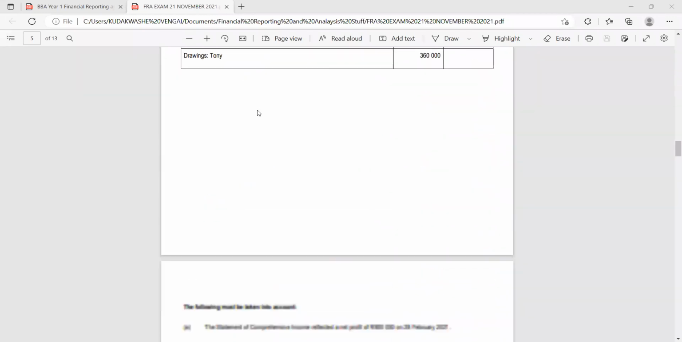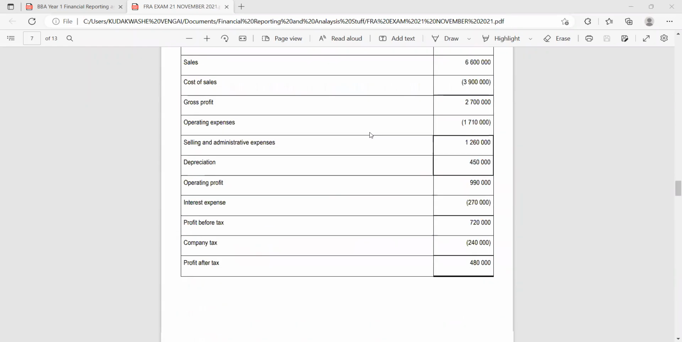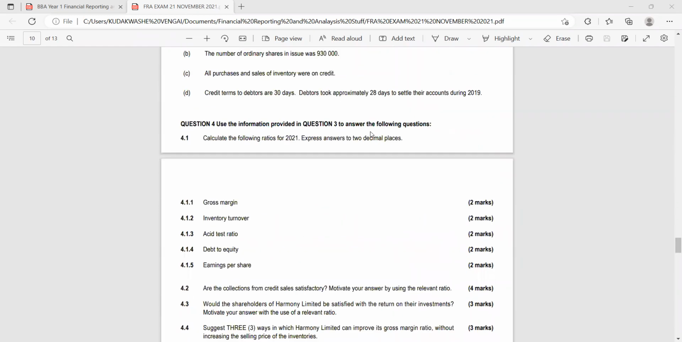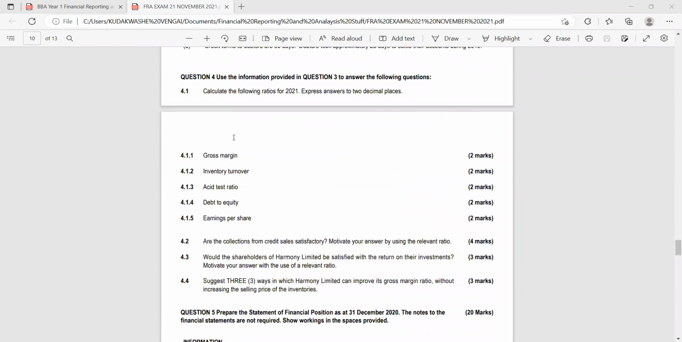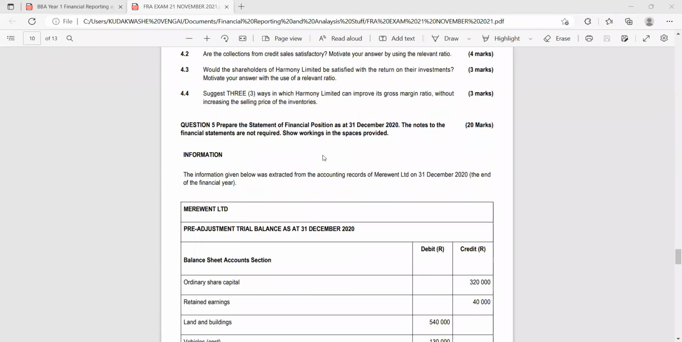This is again calculations. Number 3, prepare a statement of cash flow. Again, this is calculations. Number 4, calculate some ratios. So ratios, again, is calculations, but it's a bit of theory. You need to calculate some ratios, and they list the ratios that you need to calculate. And then it says here, are the collections satisfactory, which means this is a bit of theory also. And then number 5, prepare statement of financial position.